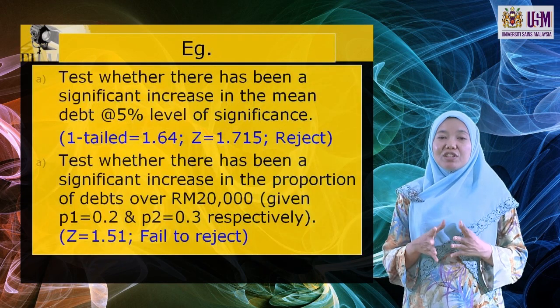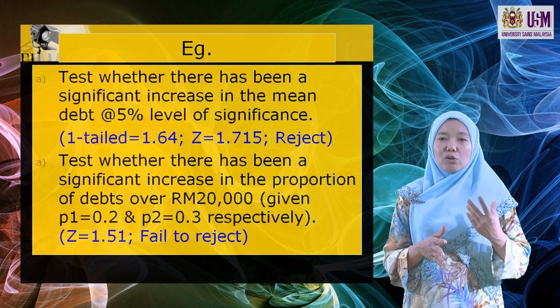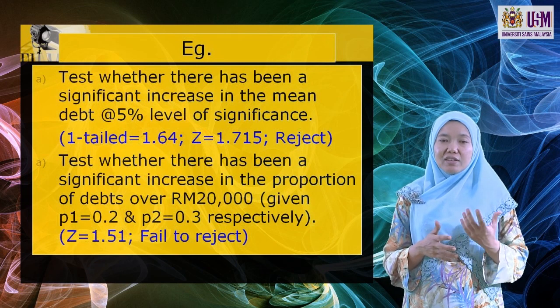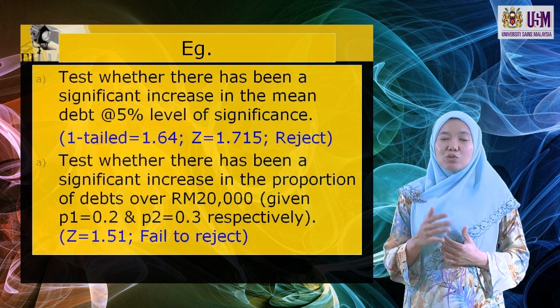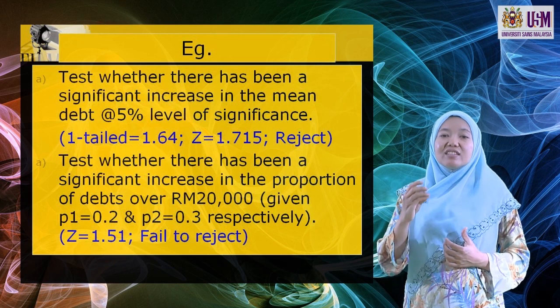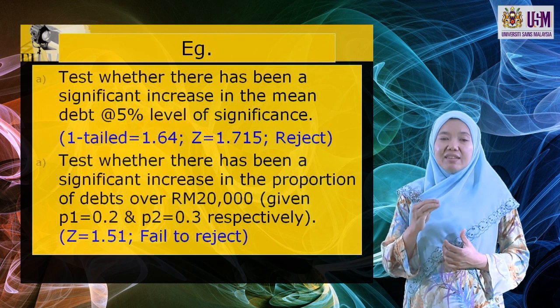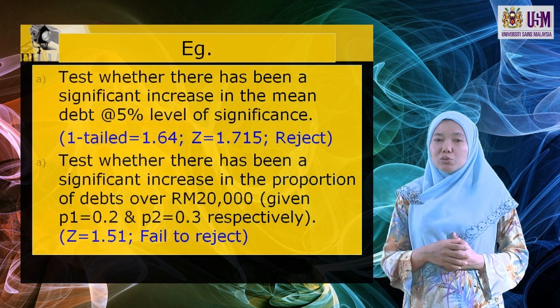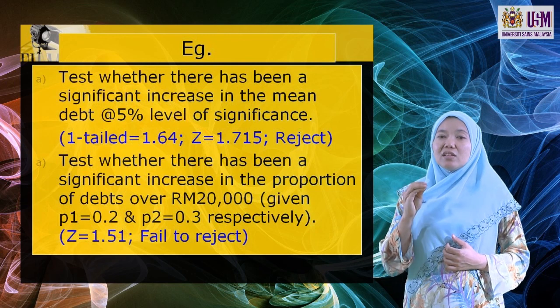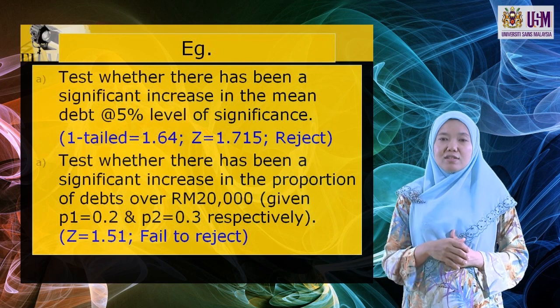If you want to do this test, let's look at what the question wants. In part A, the question is asking you to test whether there has been a significant increase in the mean debts from 1990 to 1992 at the 5% level of significance.